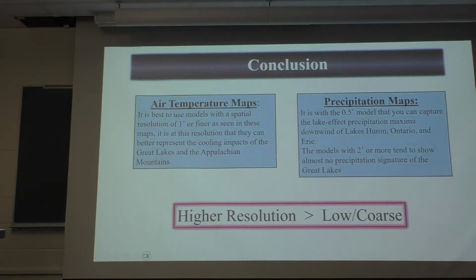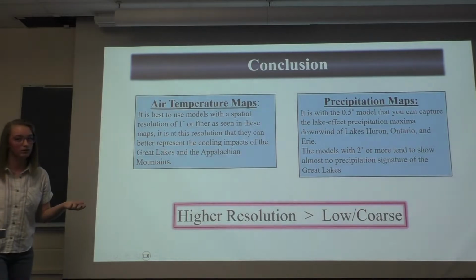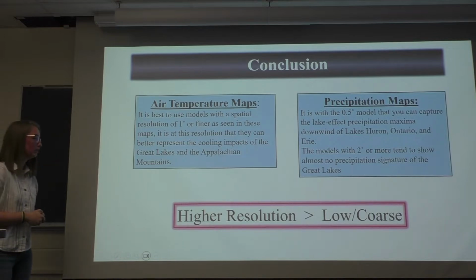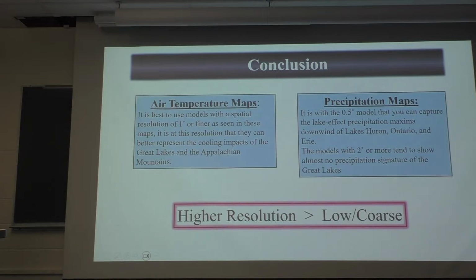So in conclusion, basically, higher resolution is better than coarser models. But ultimately, from the models we got, for air temperature and for precipitation, really it's best to get 1 degree and 0.5 degree or lower. Anything higher, you really don't see any details in what exactly is going on.